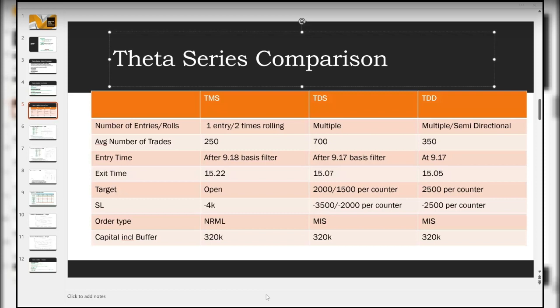Again, this is a very standard thing which we talked about. All these strategies have a capital requirement of 320 K, or 3.2 lakhs, which includes buffer and everything. Most importantly, TMS takes normal orders and the rest take MIS orders. Normal orders because it tries to take the decay to the end, while TDS and TDD will be more of decay during the day.